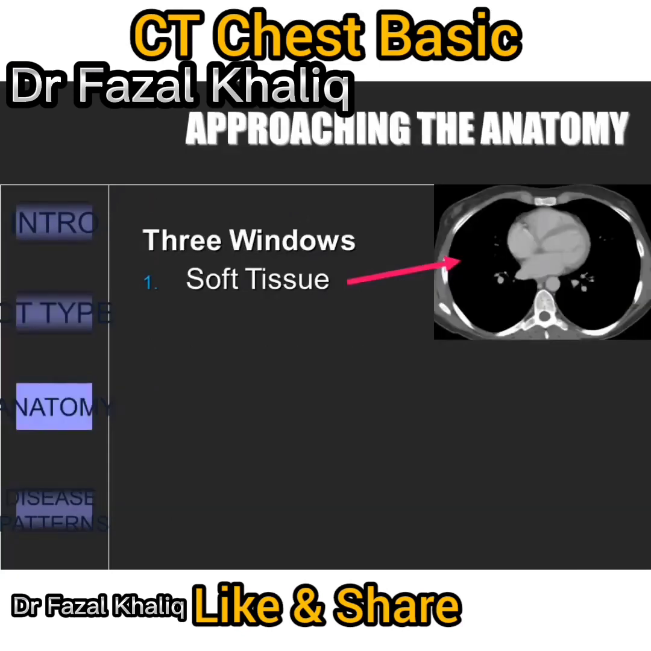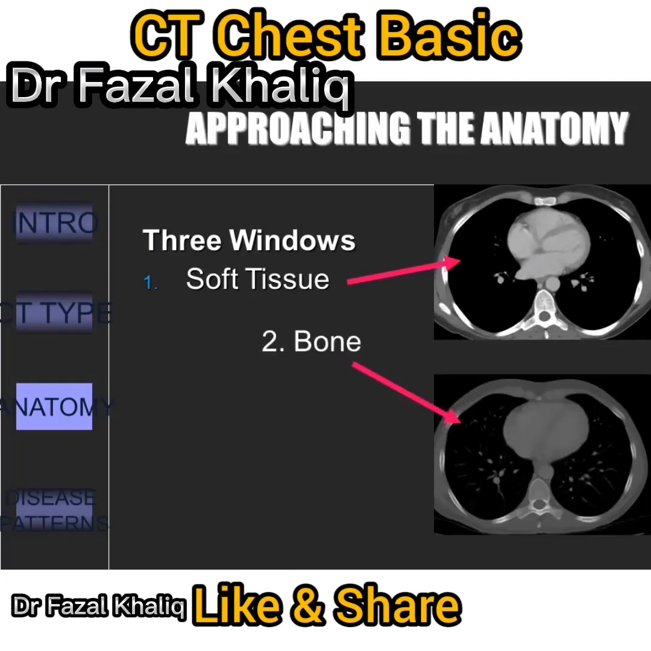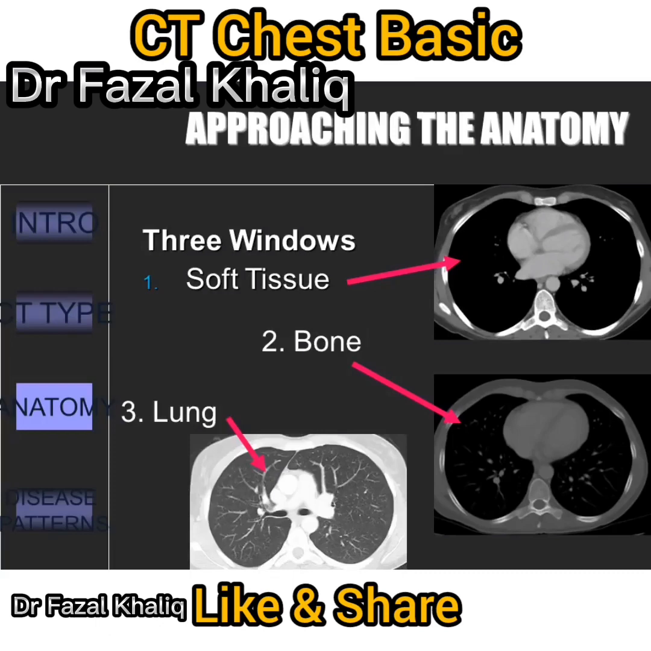Now we'll switch gears and focus on the basics of looking at a chest CT. It is important to have a systematic way of approaching the chest. There are 3 windows. The first is the window that highlights the soft tissues, as can be seen here. Next is the bone window. This highlights the bony structures. And lo and behold, the lung window. This highlights the lung parenchyma.